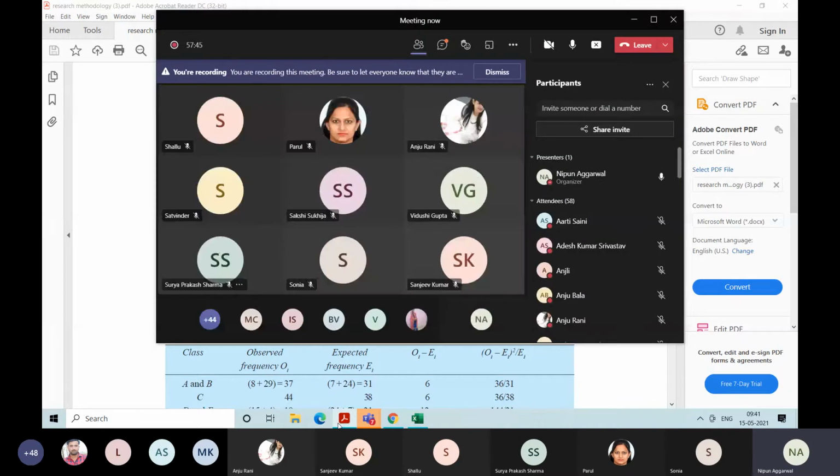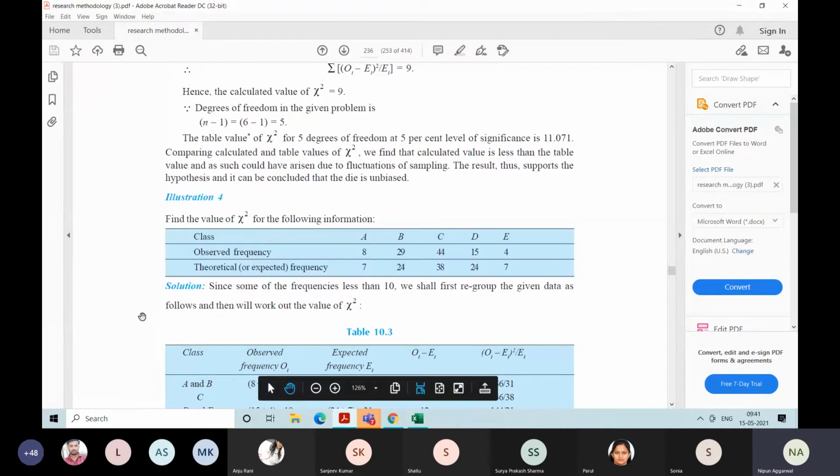So 132 divided by 6, so 22 will be the expected frequency for each. But in this particular case, they are provided with the theoretical frequencies also. Expected frequency or theoretical frequency is one and the same thing. Now you have to simply apply the same formula: observed minus expected, 8 minus 7, 29 minus 4 and so on. So observed minus expected, squared, divided by expected. You calculate the chi-square calculated.